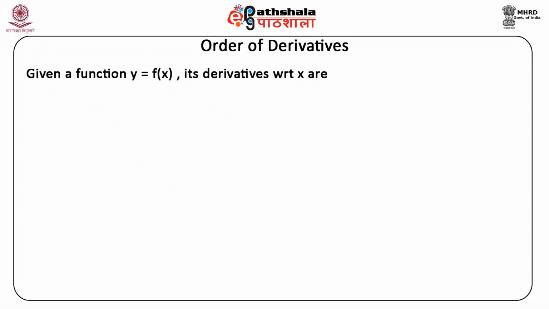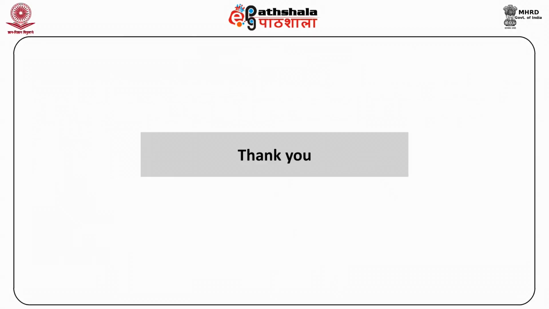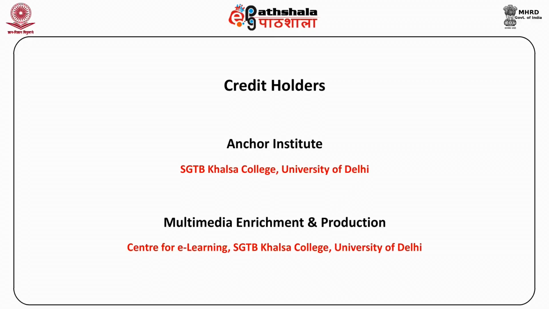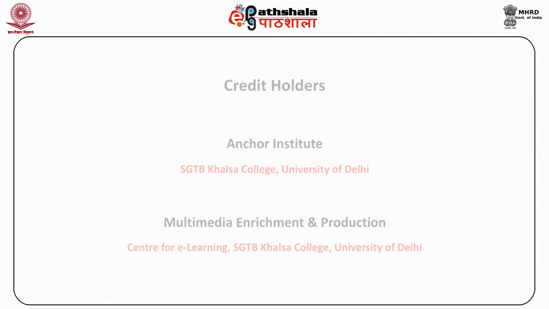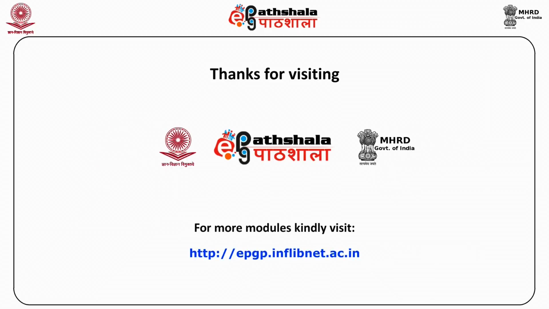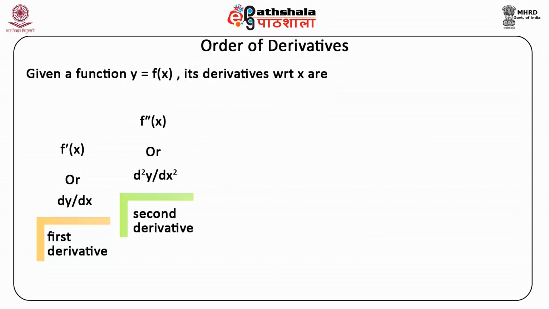Given a function y is equal to f of x, its derivative with respect to x, that is dy by dx, is called the first derivative. Since dy by dx is also a function of x, it can be differentiated further. The derivative of dy by dx with respect to x is termed as the second derivative of y, denoted by d of dy by dx whole upon dx is equal to d square y upon dx square.